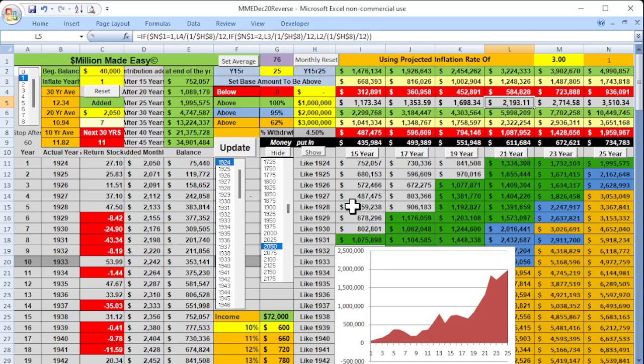In that case, the worst case scenario, given this scenario, starting with 40,000, putting in 2,050 a month, increasing that by 1% a year, you're going down through there. The worst case scenario for a 21-year period would be 1,087,000. The median would be 2,322,000 going down through here.